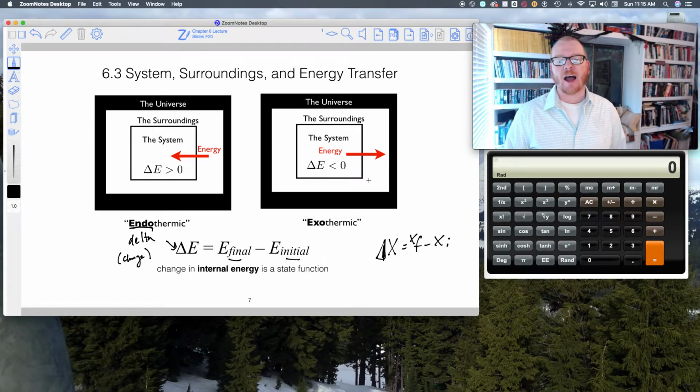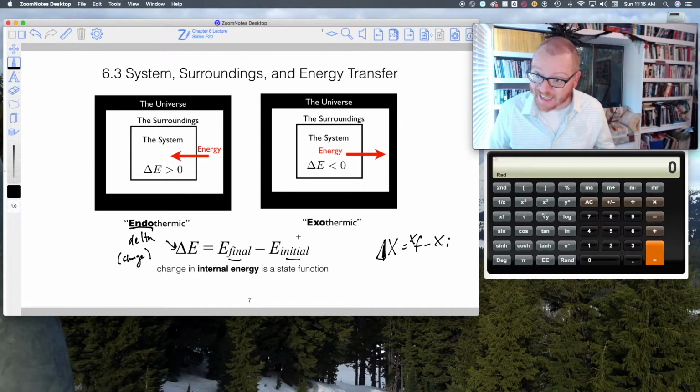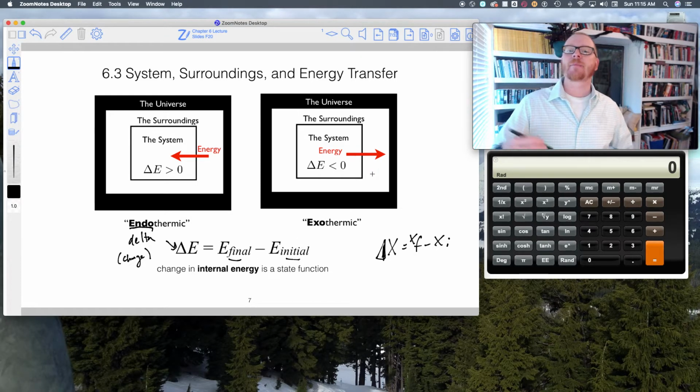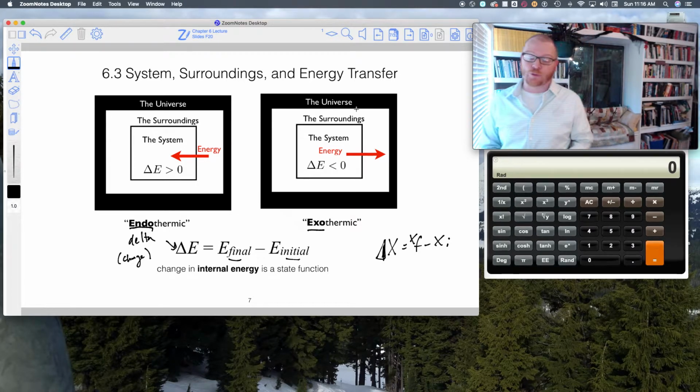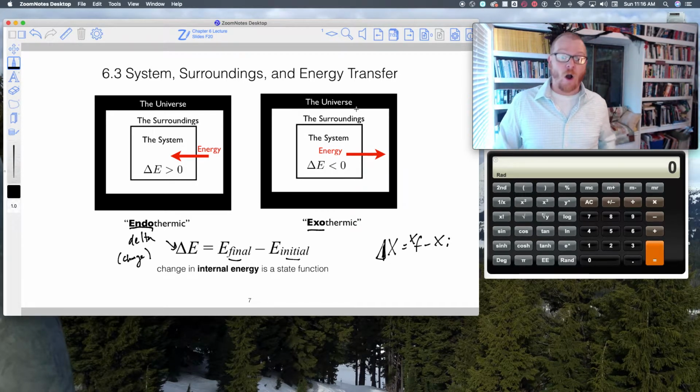But as is the opposite case, okay, when energy leaves the system and goes to the surroundings, then the final state of the system will be less than the initial state, and that will be negative. So heat is leaving the system and going out to the surroundings, which is why we call it exothermic. And so I already gave you one example of an exothermic reaction, combustion. All combustion reactions are exothermic, right? You light something on fire and it releases heat back out to the surroundings.